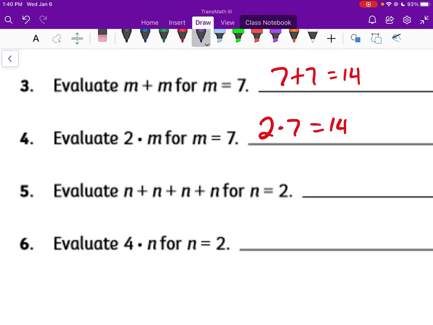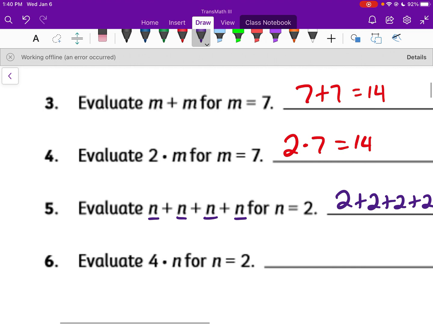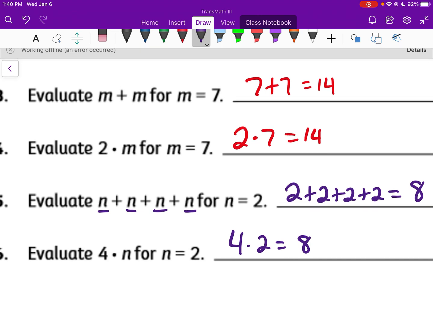Now, number 5, n plus n plus n plus n for n equals 2. So in that case, 2 plus 2 plus 2 plus 2, which will give us a total of 8. And then for number 6, evaluate 4 times n when n is equal to 2, or 4 times 2, which is also equal to 8.